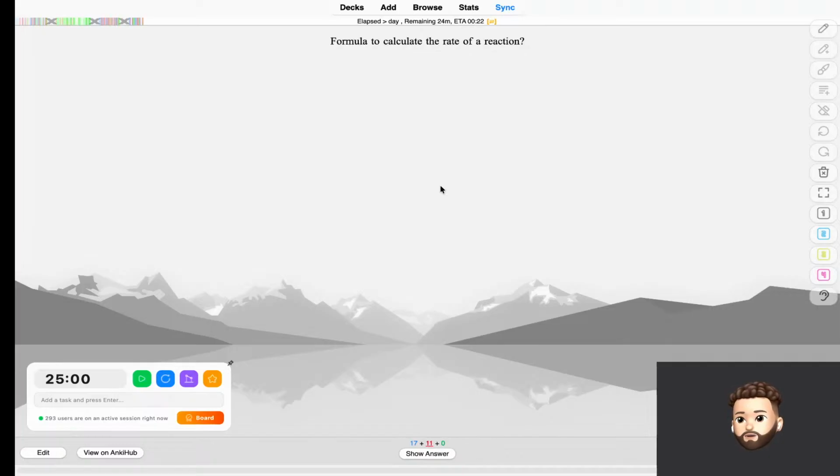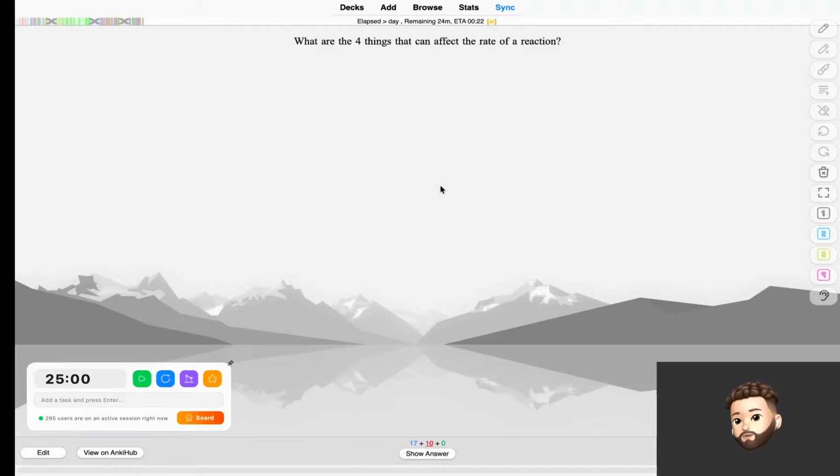Formula to calculate the rate of a reaction. Rate is equal to K times concentration of A to some exponent times concentration of B to some exponent. What is activation energy? Activation energy is the amount of energy necessary to begin a reaction.